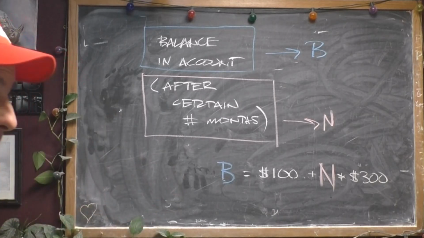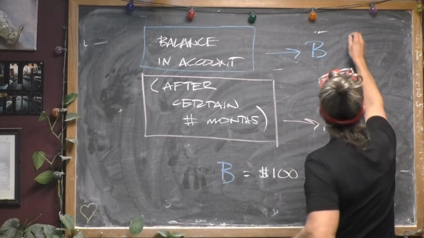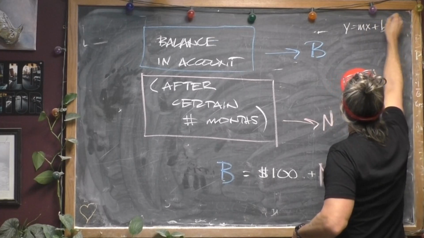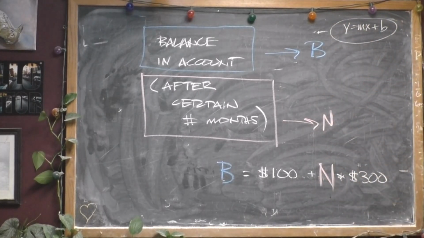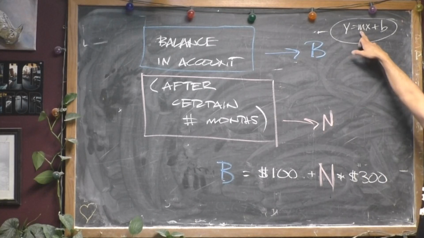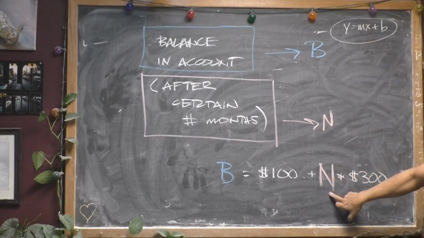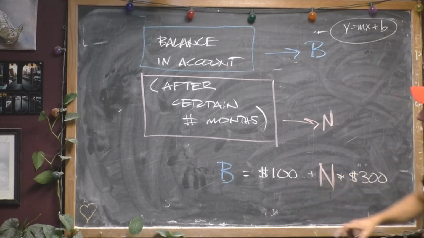I think I talked about this maybe early in the course. I think a lot of you wrote y equals mx plus b. That's a very classic expression of a linear relationship. In this case, m, which is the slope, would be this 300. X is the independent variable, that would be this n, and b is the y-intercept, which would be the 100.